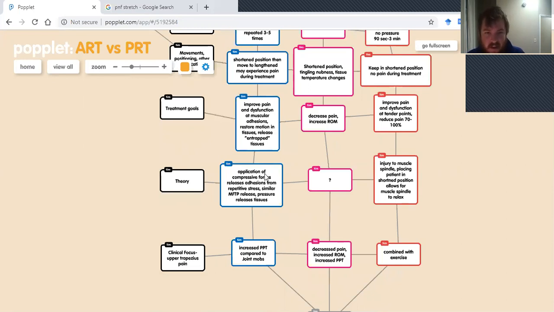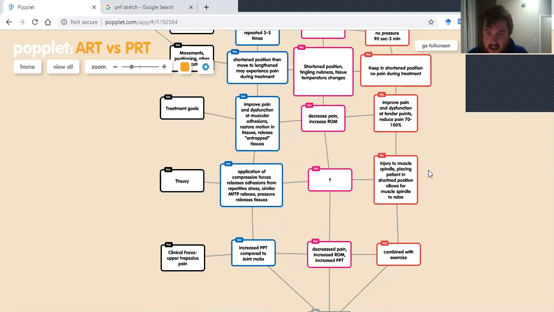But I think it'd be interesting to really understand the theory behind why active release technique works or does not work, and comparing it against trigger point releases and other types of manual therapy. So not a lot of similarities in the theory between the two of them.